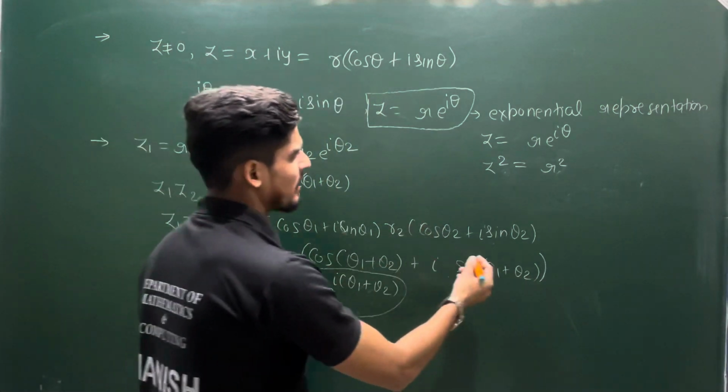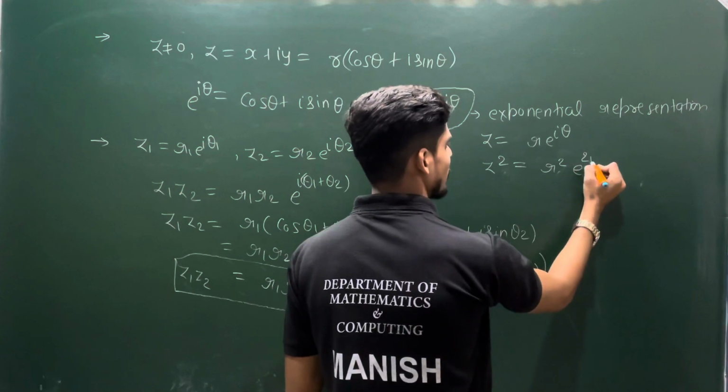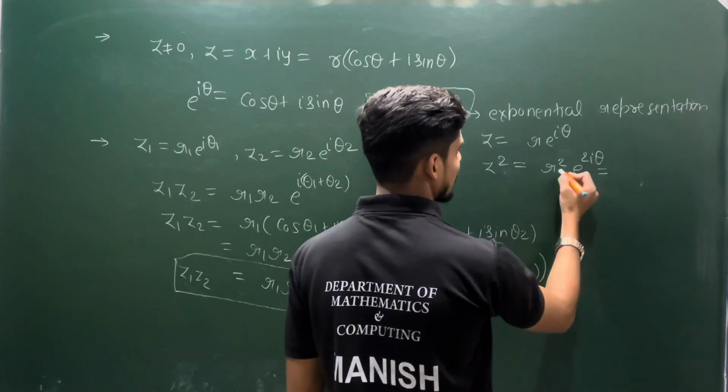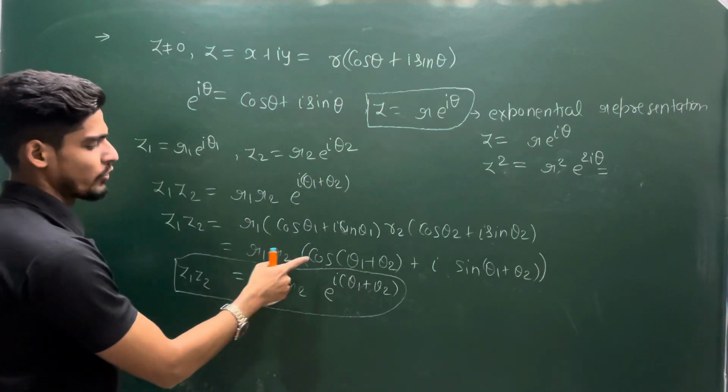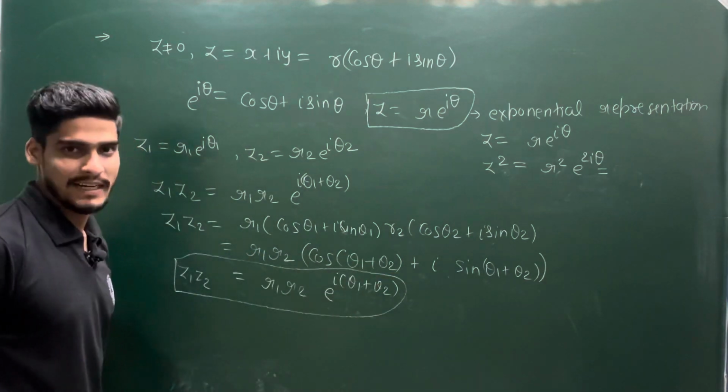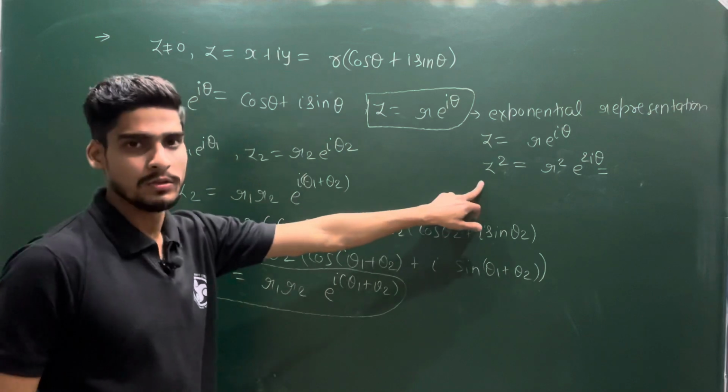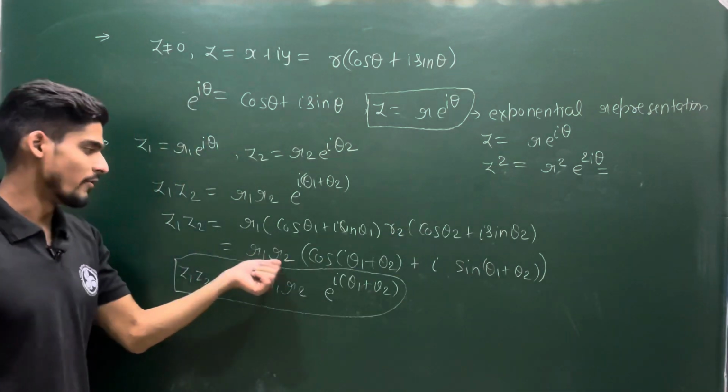Okay, this will be e power 2 iota theta. That is nothing but r square (cos 2 theta plus i sin 2 theta). So you have proved it for 2. And this is your De Moivre's theorem.